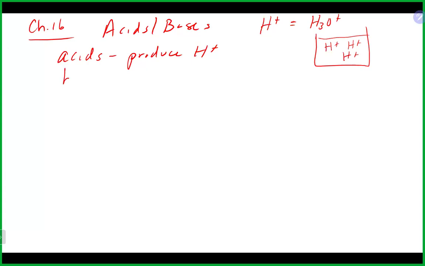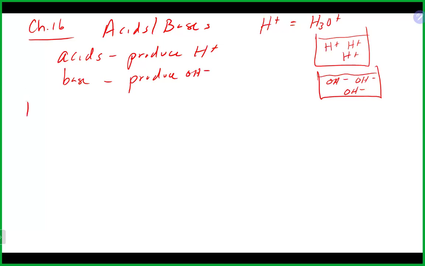That's different than a base, which has the ability to produce hydroxide, OH minus. Same idea, if it's a base, it'll be able to produce free floating OH minus in solution. Once again, not really attached to anything, just floating around. And as we talked about, the relationship of how much H plus is in the solution to how much OH minus is in the solution will determine whether the solution will be acidic, basic, or neutral.